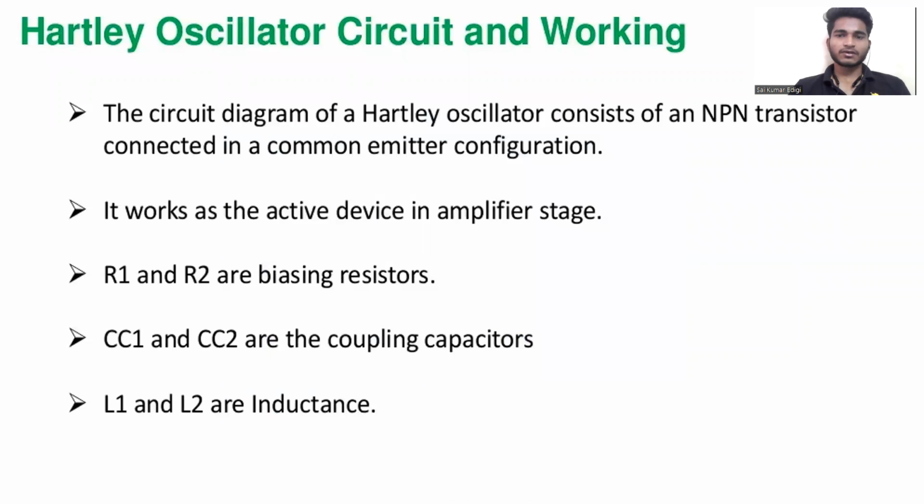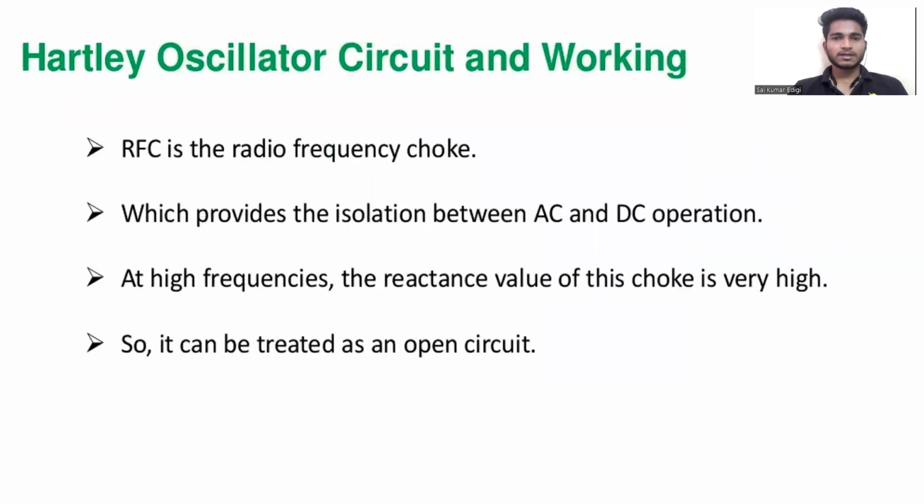Hartley oscillator circuit and working. The circuit diagram of the Hartley oscillator consists of an NPN transistor connected in a common emitter configuration. It works as the active device in the amplifier stage. R1 and R2 are biasing resistors. C1 and C2 are the coupling capacitors. L1 and L2 are the inductances. And the RFC is the radio frequency choke, which provides the isolation between AC and DC operation.